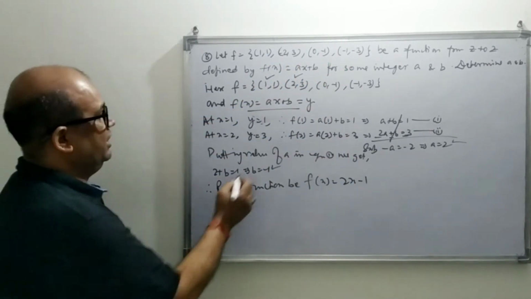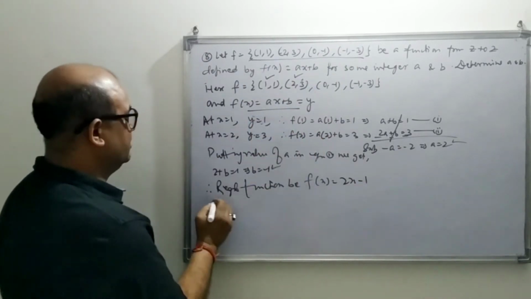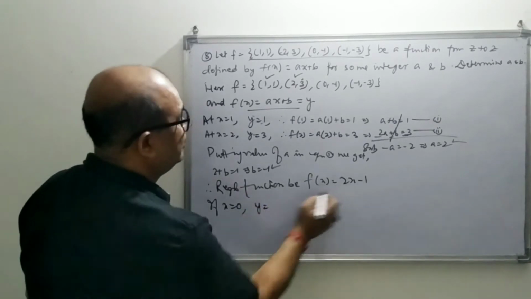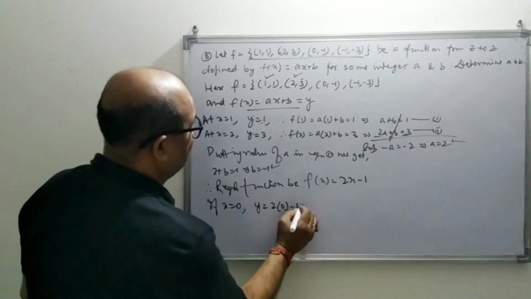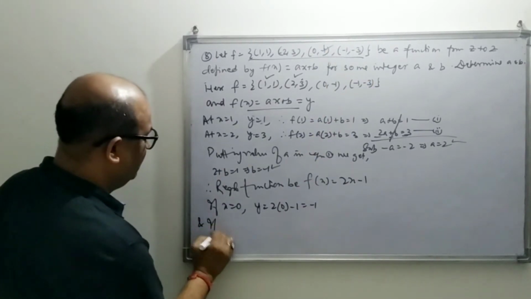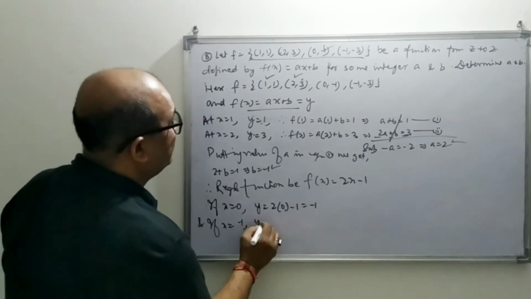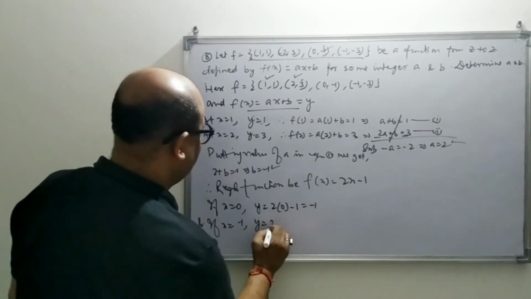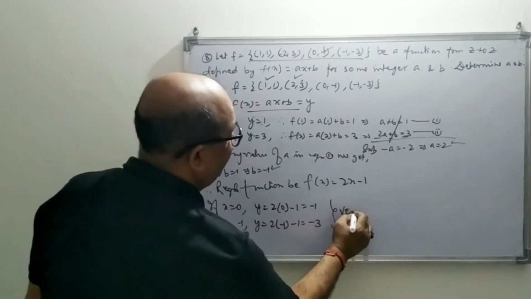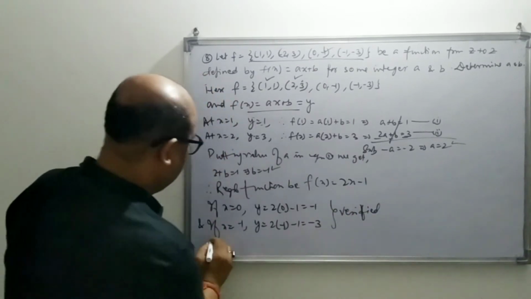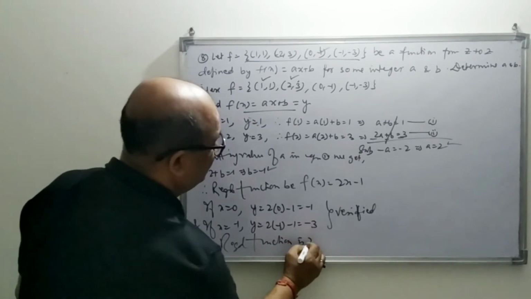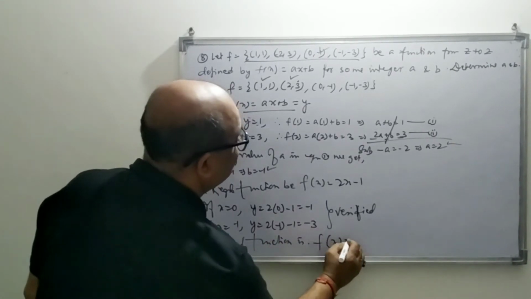Now, to verify whether the other elements are part of this function or not, you have to check it. If x equal to 0, y equal to 2 into 0 minus 1, that gives you minus 1. So this is verified. And if x equal to minus 1, y equal to 2 into minus 1 minus 1, that gives you minus 3. So this is verified. Therefore, what is our required function? The required function is f(x) = 2x minus 1.